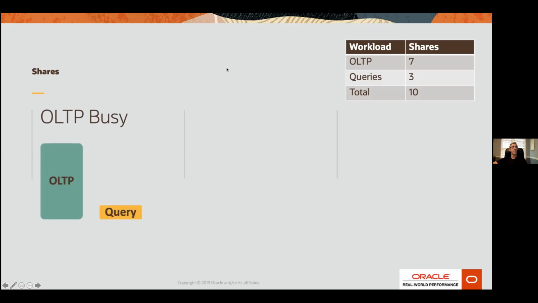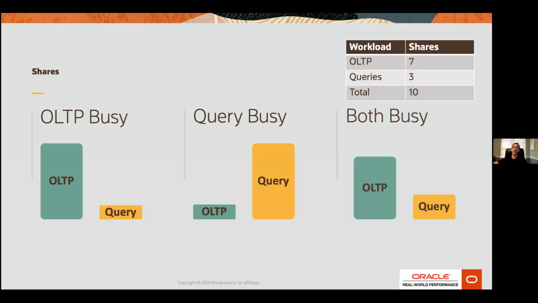So we see here, if OLTP is the only one that's busy, it can use all the CPU on the system. If queries are the only workload that's busy, it can use the majority of the resources. But when they both become active, that's when our shares kick in and we limit OLTP to 70% and queries to 30%. So you can decide how many CPU resources each one gets, but it only starts to take effect once we max out our CPU utilization.